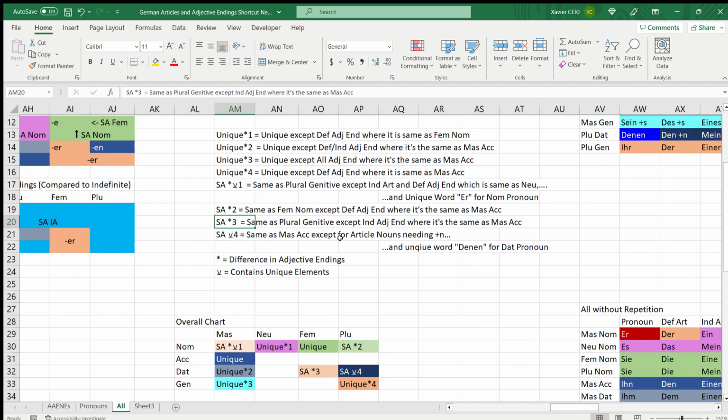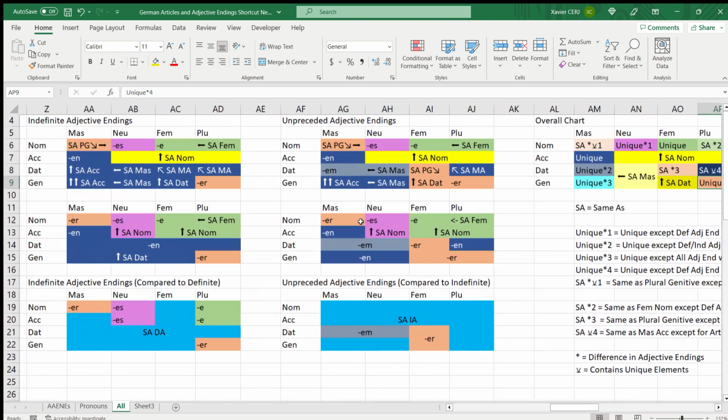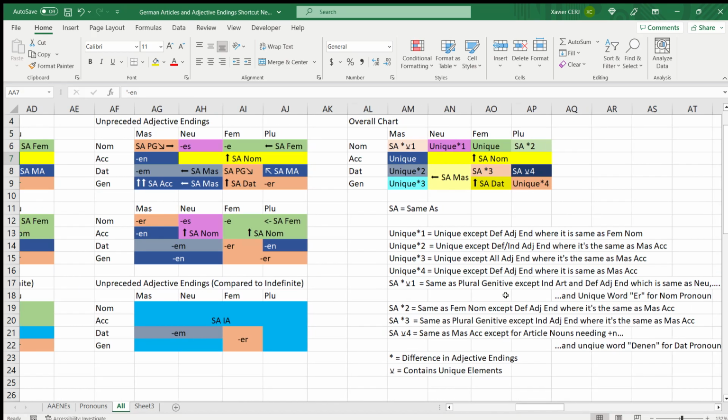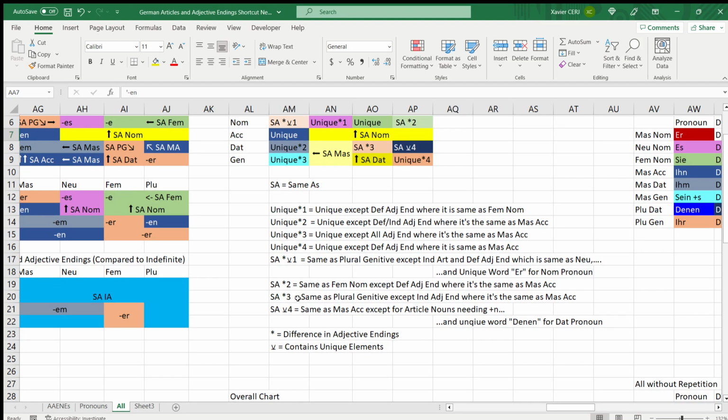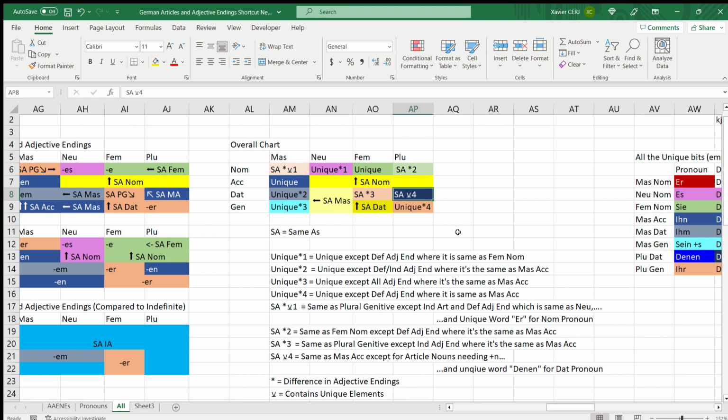Star 3 is same as plural genitive, except the indefinite adjective ending, where it's the same as masculine accusative. Star 3 being the feminine dative. So in most cases, it is the exact same as the plural genitive, but right here, the feminine dative in the indefinite adjective ending, it is the same as the masculine accusative. And comment 4, which is here, the plural dative.